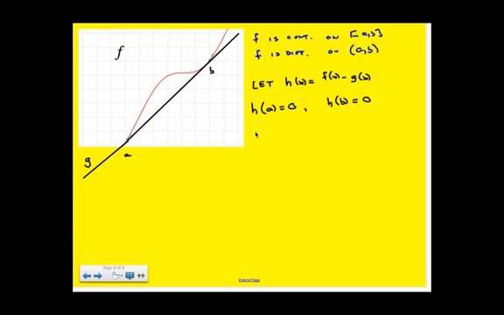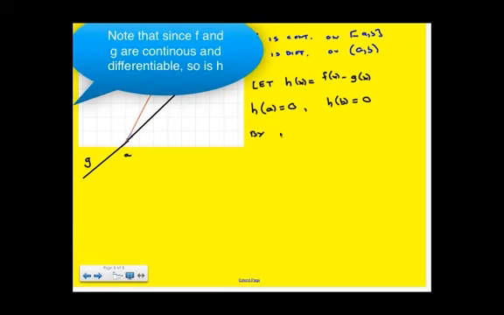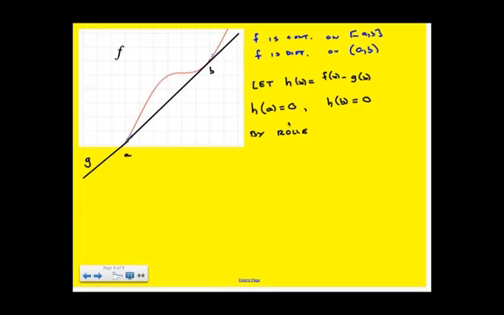Now, by Rolle's theorem, we have a function that has the same y value at two different points. And Rolle's theorem says if that's the case, then somewhere in between those two points, there is a value of c where the derivative of the function is equal to 0. So in our case, h prime of c will equal 0 for some value of c on the interval (a, b). So somewhere in here, between a and b, there's a c where this is true.